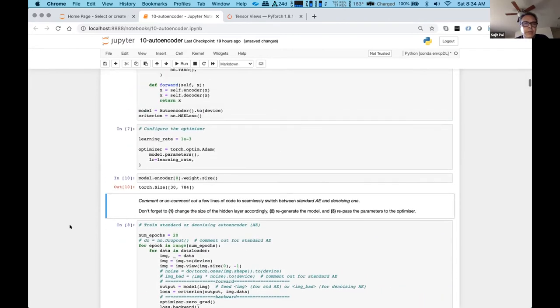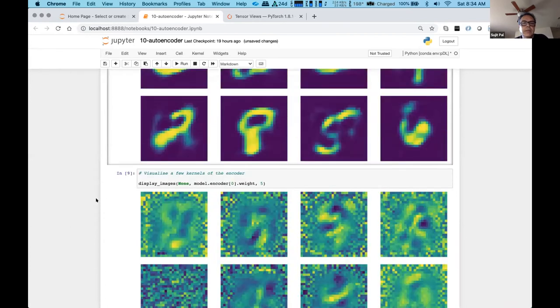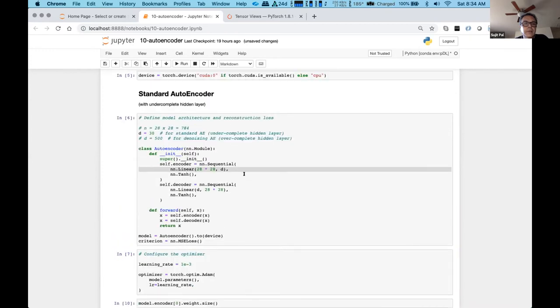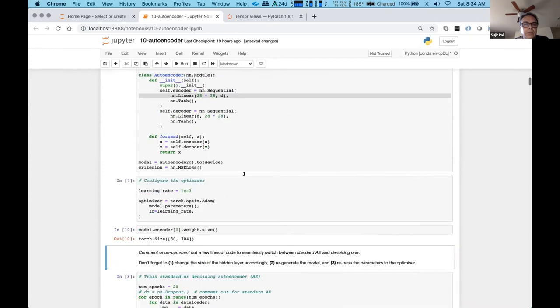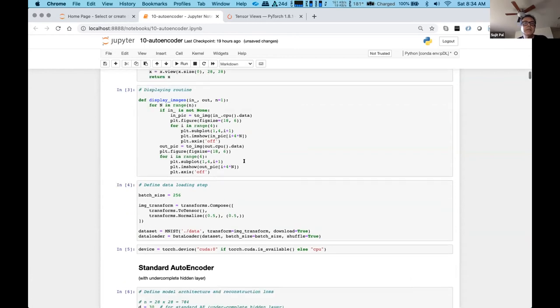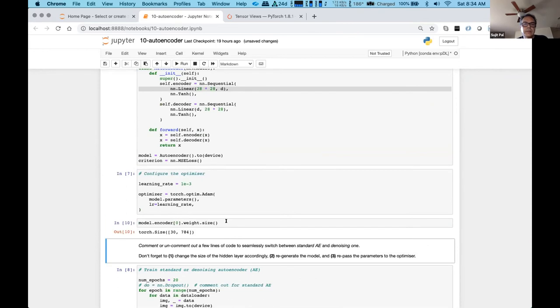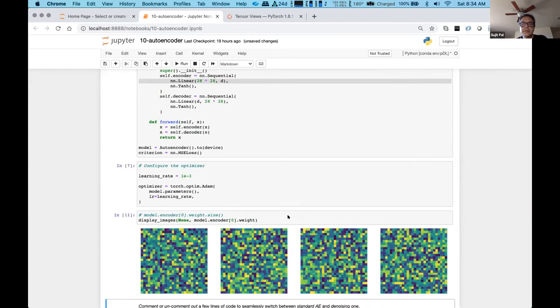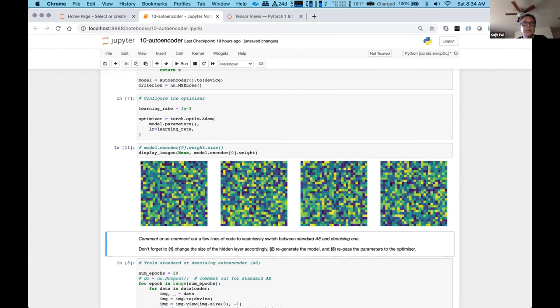So, okay, actually let's go one step further. So we said display images, model encoder zero weight, right? So maybe we try, so what does it do here? Display images goes and does imshow out pick i4, okay. So let's do display images and model encoder zero weight. And we don't have to do anything here. So, okay, what do we get? So we get just 4.